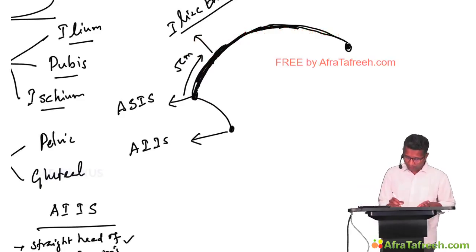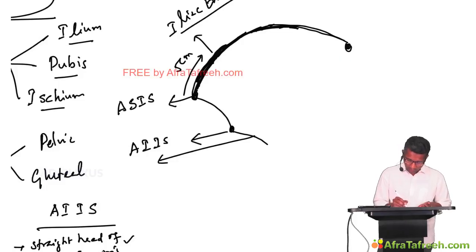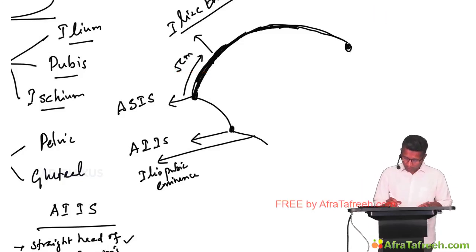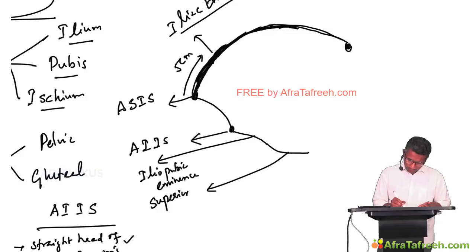From the anterior inferior iliac spine, the ilium bone becomes an eminence, called the iliopubic eminence. So what is this eminence called? This eminence is called the iliopubic eminence. And when you trace the iliopubic eminence, it becomes the superior ramus of the pubis. Okay, so this is called the superior ramus of the pubis.